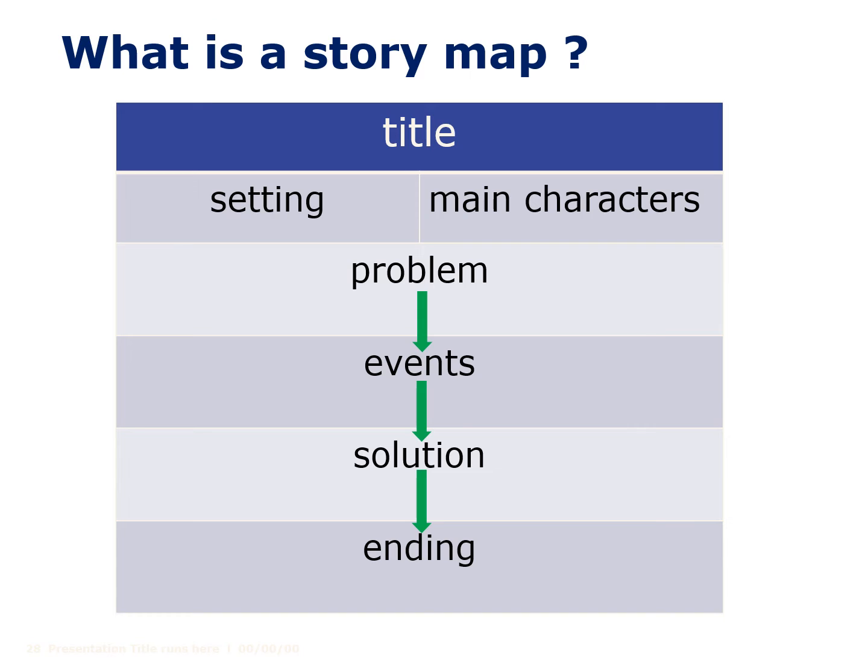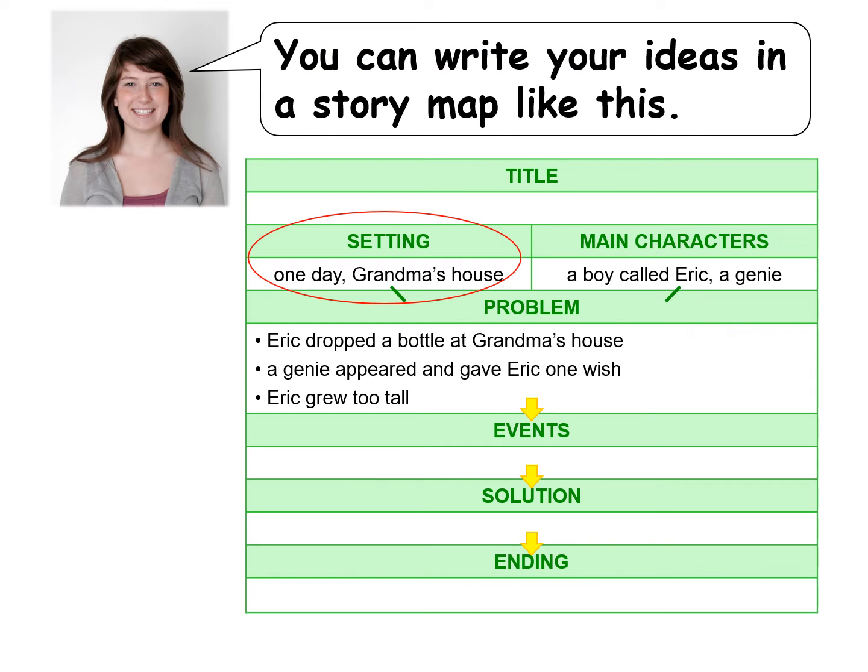What is a story map? We have a title, a setting, main characters, a problem, events, a solution, and an ending. You can write your ideas in a story map like this.